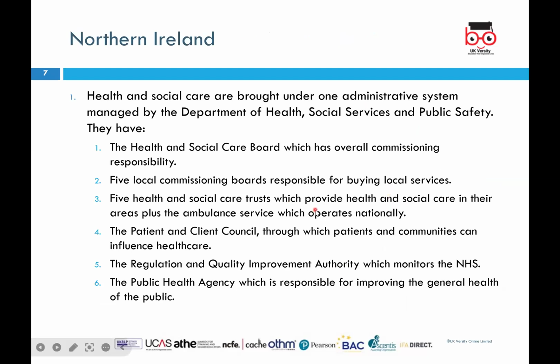The health and social care are brought under one administrative system managed by the DOH, or Department of Health, Social Services and Public Safety. So what do they do? What responsibilities do they have within Northern Ireland? They are responsible for the Health and Social Care Board, which has an overall commissioning responsibility. They have 5 local commissioning boards that are responsible for buying local services. They have 5 health and social care trusts, and these provide health and social care in their areas, plus the ambulance services that operate on a national level.